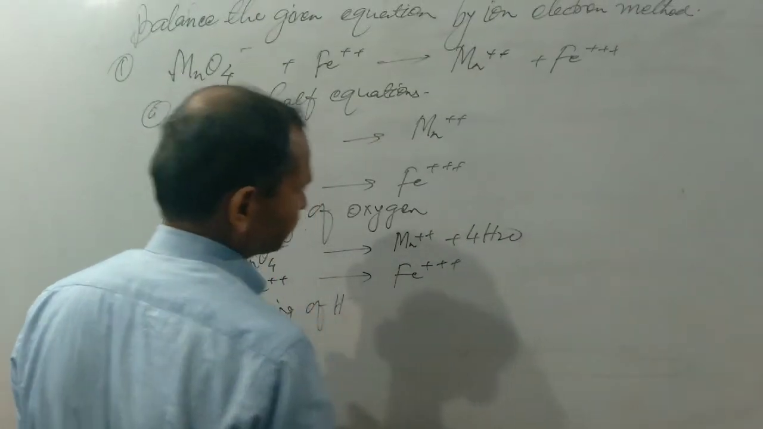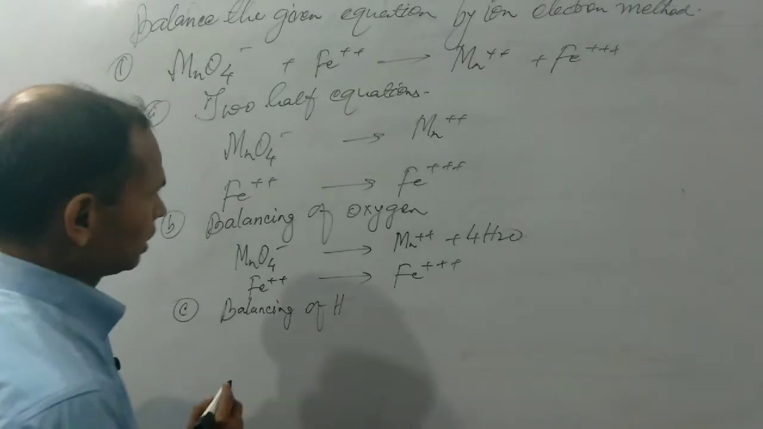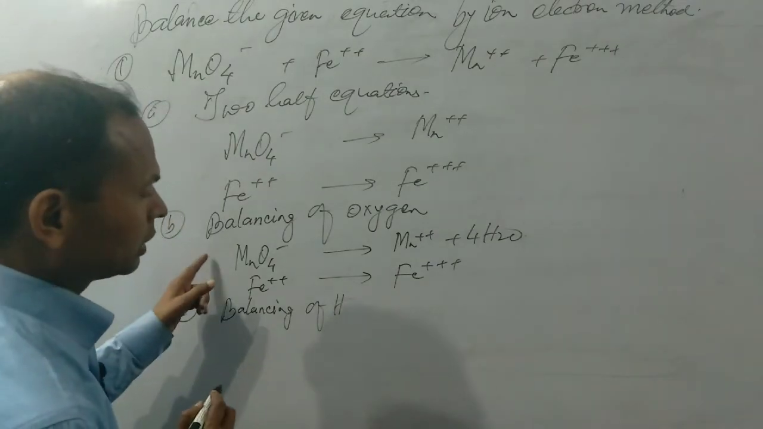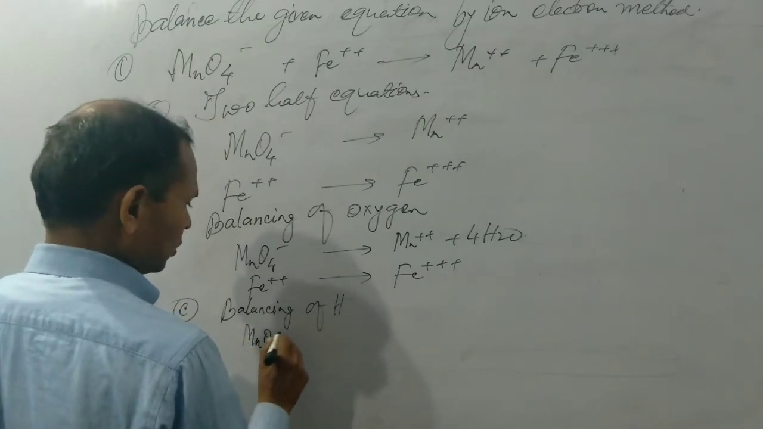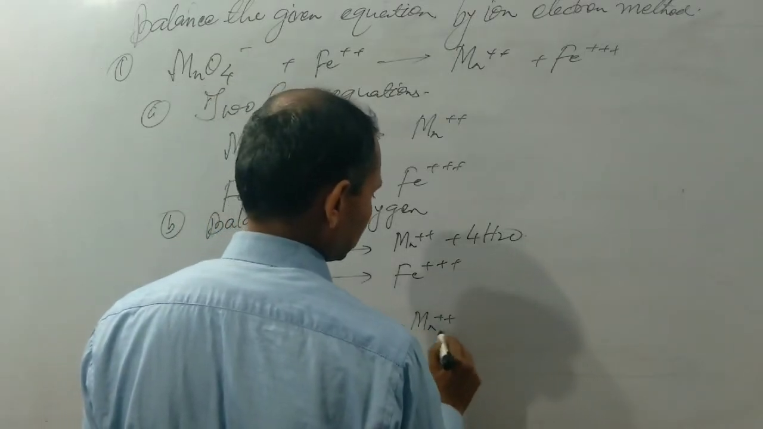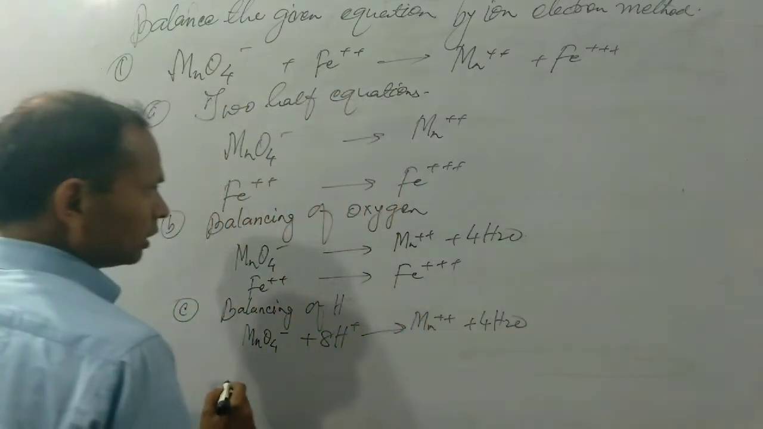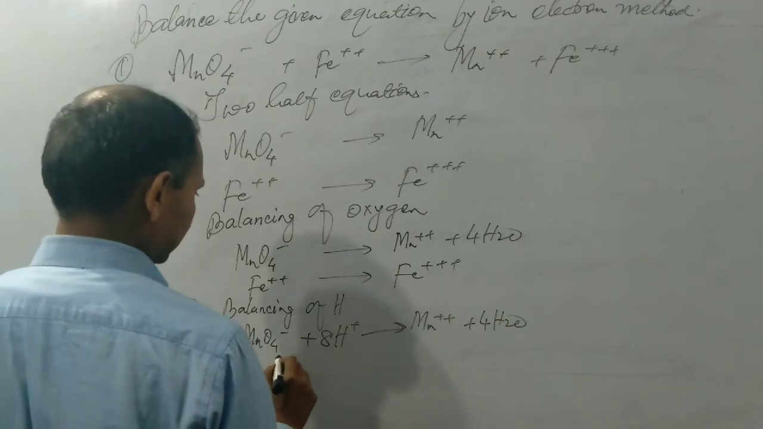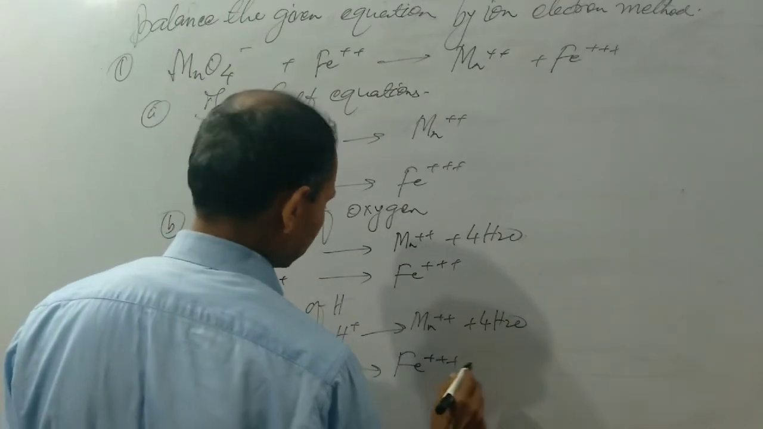Balancing of hydrogen. In order to balance hydrogen, hydrogen ion is added to the deficient side. So 8 hydrogen atoms are present in the right side, so 8 hydrogen ions will be added. MnO4 minus plus 8H plus gives Mn plus 2 plus 4H2O. No hydrogen atoms are present in the second equation, so we can simply write Fe plus 2 gives Fe plus 3.